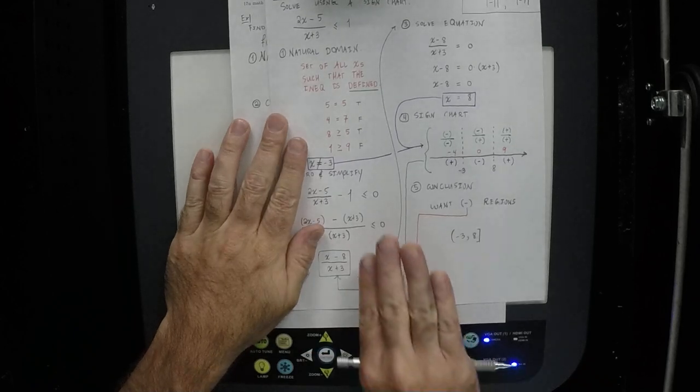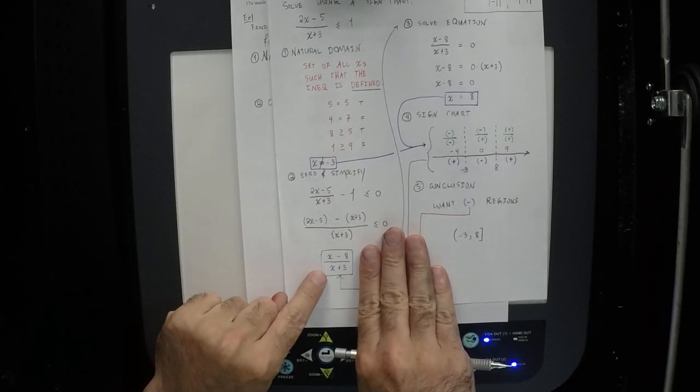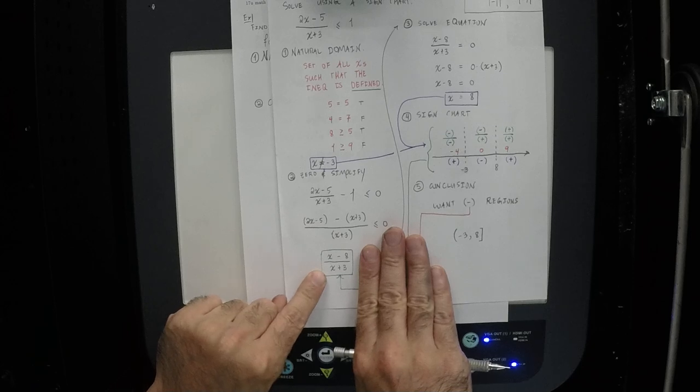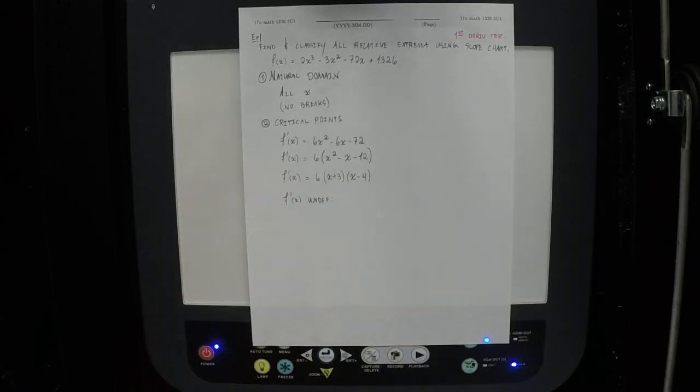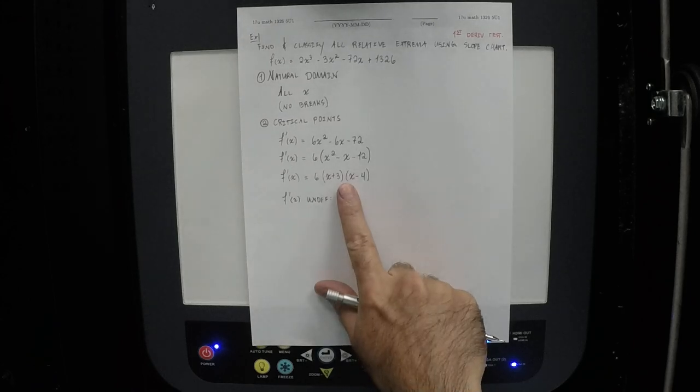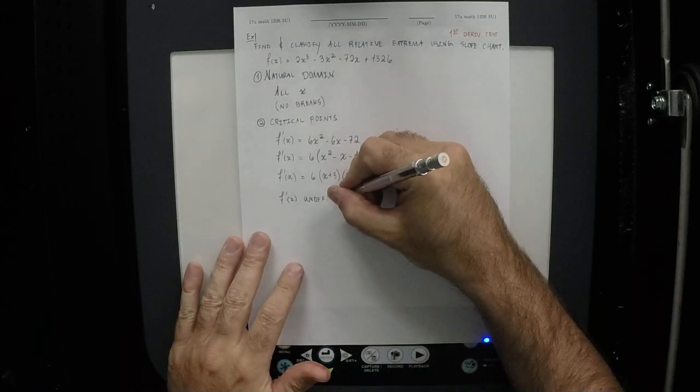by way of counterexample, if it had so happened that this was the derivative, then where would the derivative be undefined? At negative 3. Okay? But where is this undefined? Nowhere. So there's none here.